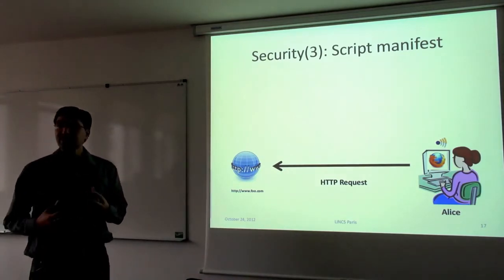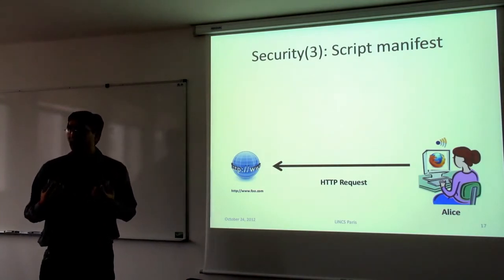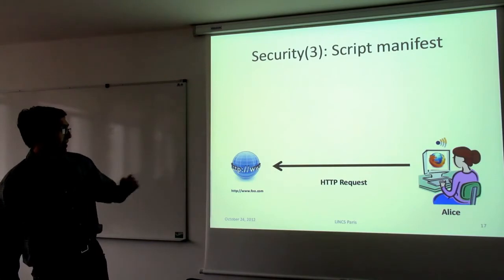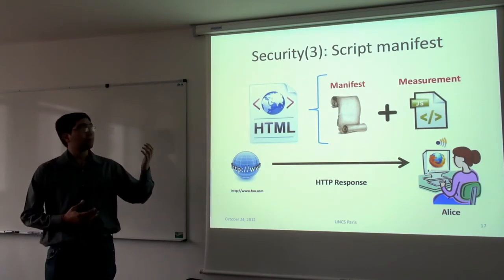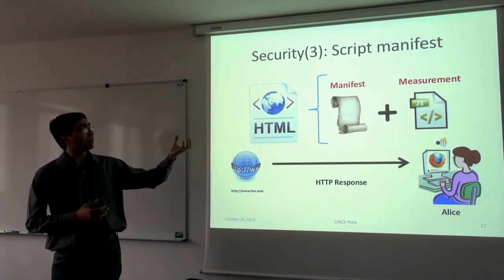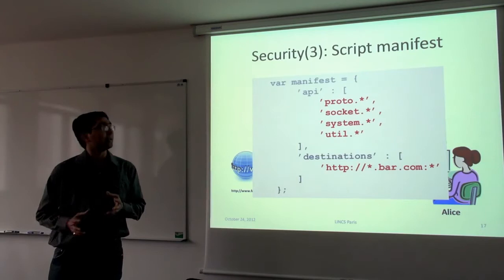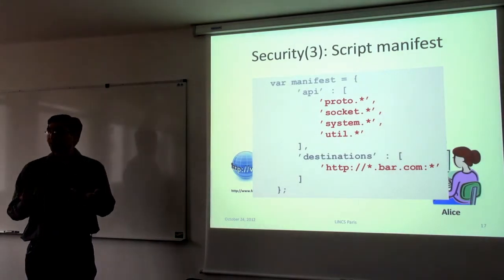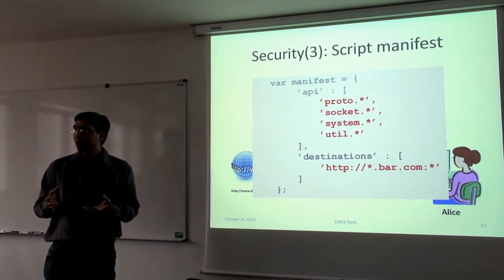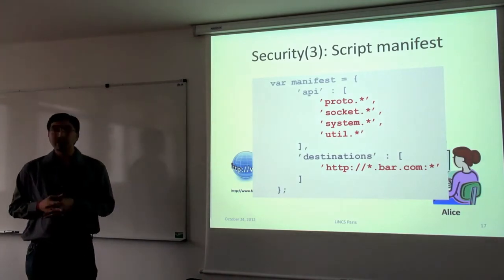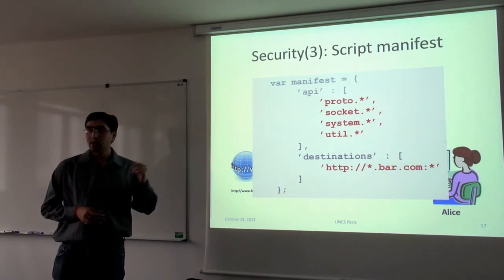Now, a script manifest is basically a declaration of what resources would be used by the script, and this is made upfront. For example, when Alice visits foo.com, foo.com would respond with a measurement script which uses Fathom APIs, and along with it, it would also provide a script manifest. Now, a script manifest has two parts basically. First is the set of Fathom API namespaces that it wants to use, and the second is the set of cross-domain hosts that it wishes to communicate with. In this case, it wants to access the domain bar.com on any specified port.